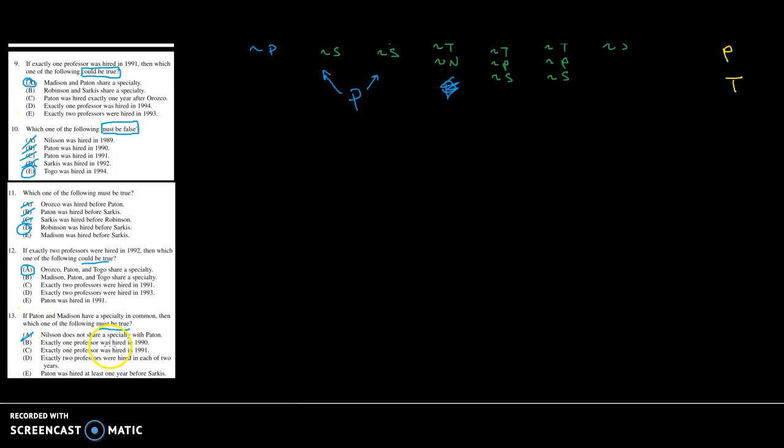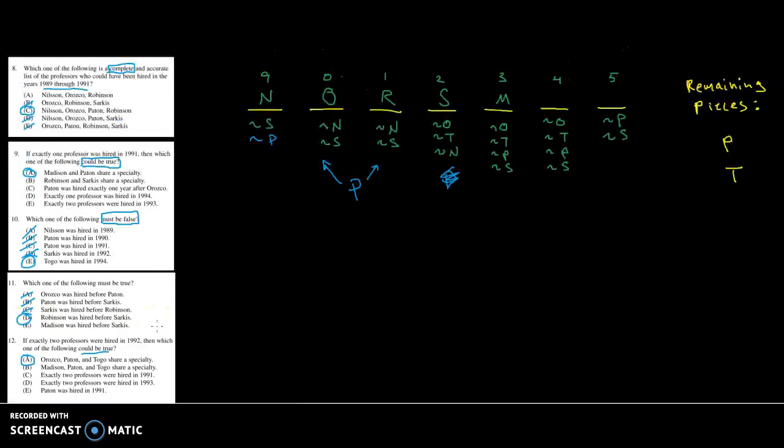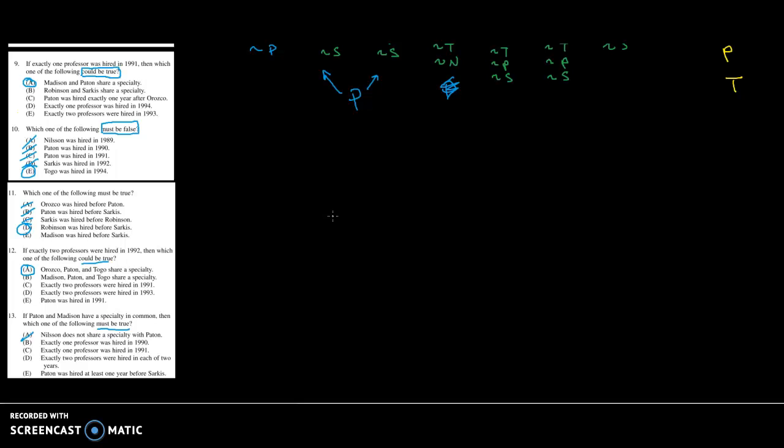Okay. B. Exactly 1 professor was hired in 90. Again, not necessarily true, because it could be if I put P in 91, but I could put P over here, so that's not an absolute necessity. That's out. That is wrong. Exactly 1 professor was hired in 91. Same reason. That's out too, because we know P can go either in 90 or 91.